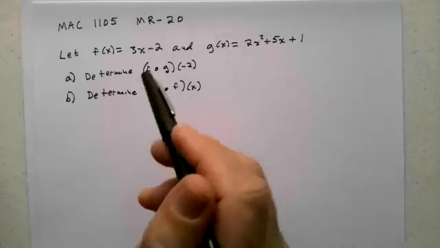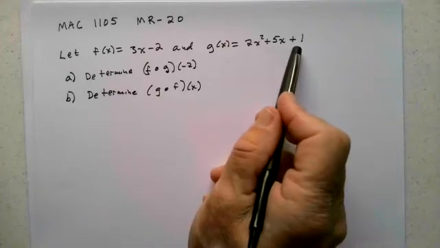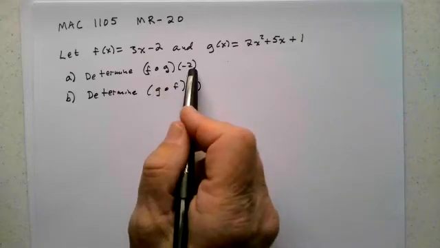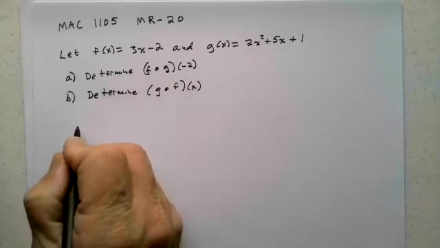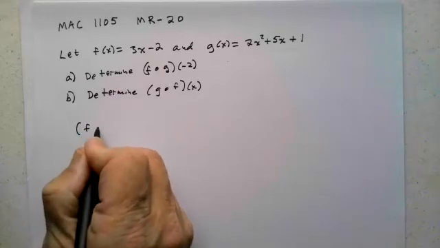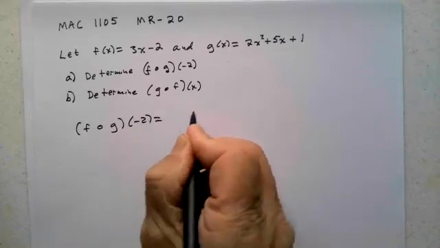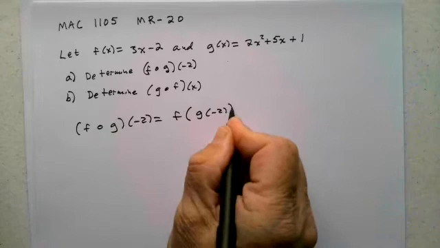This question gives us two functions. f of x is 3x minus 2, and g of x is 2x squared plus 5x plus 1. We want to determine f circle g of negative 2 and g circle f of x. So we'll start with f circle g of negative 2, that is f of g of negative 2.